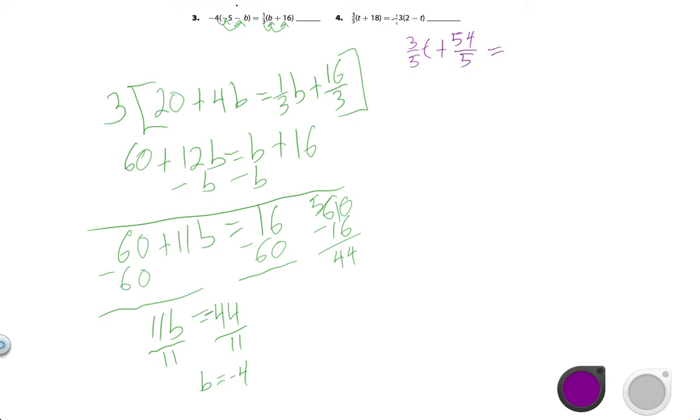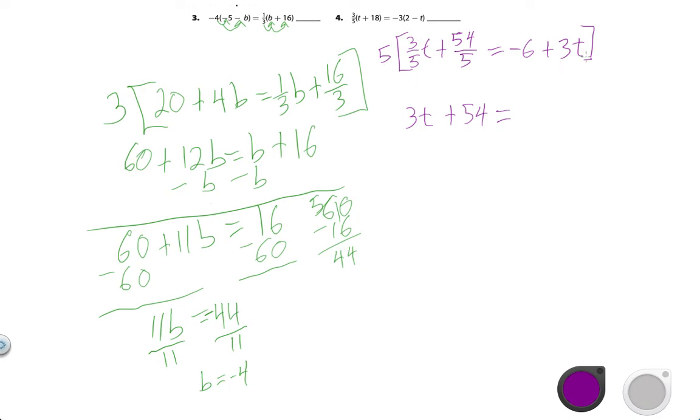And then on the other side, negative 3 times 2 is negative 6. Negative 3 times negative t, that's a positive. Negative times a negative is a positive 3t. And again, we have this 5 in the denominator. We don't really want to work with the fractions, so we're going to use our trick of multiplying by the common multiple for everything. So 5 times 3t over 5. Well, we have a 5 divided by a 5, so that just is going to go away. We have 3t. We also have a 5 divided by a 5 here, so that's going to give me 54. Negative 6 times negative 5.